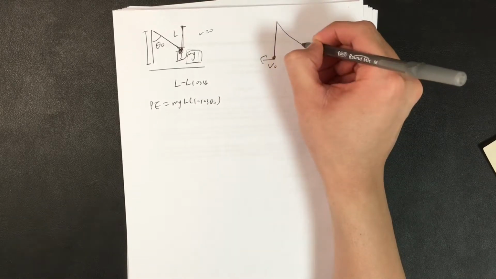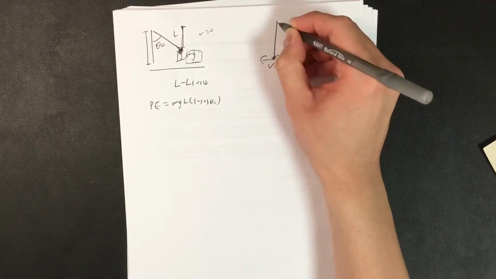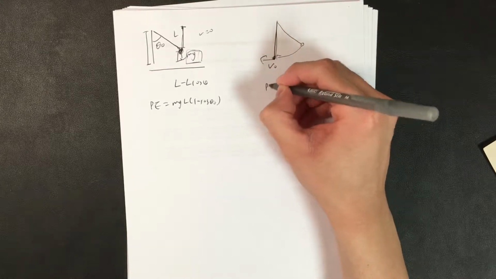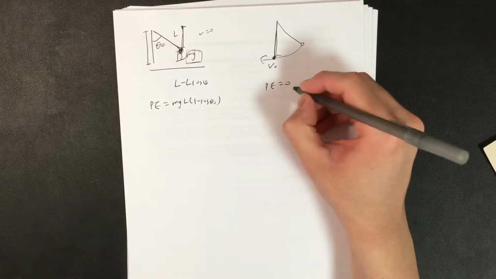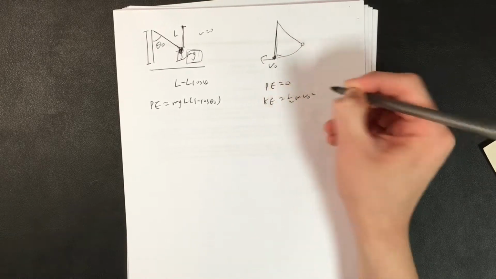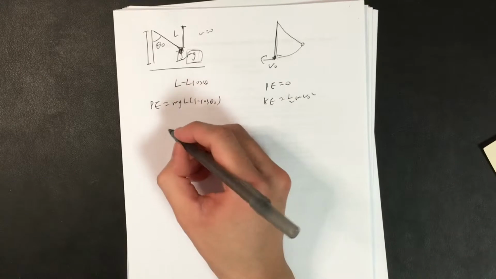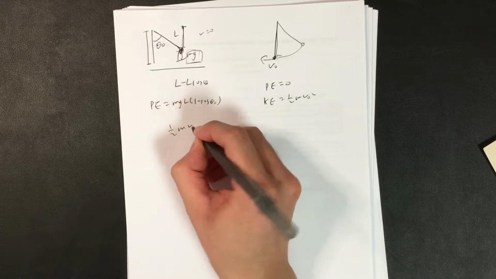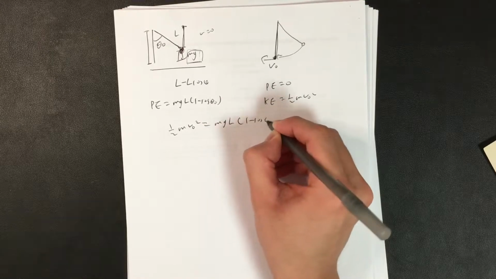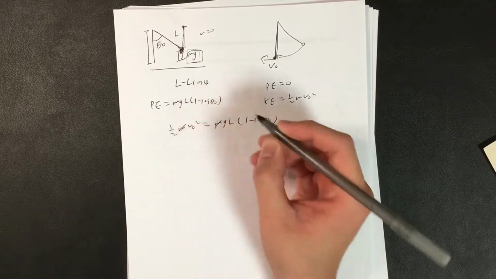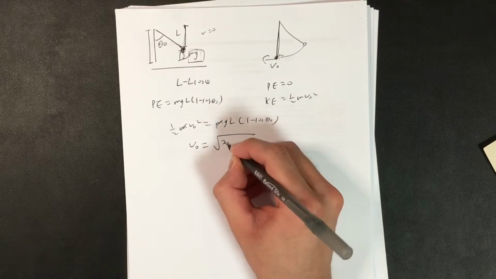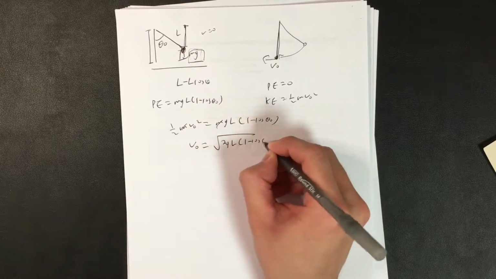But when this pendulum is released and reaches the angle theta equals 0, the gravitational potential energy is 0, but the kinetic energy equals 1/2 m v naught squared. And from conservation of energy, 1/2 m v naught squared should equal mgL times 1 minus cosine theta naught. Crossing out the m and solving for v, I get v naught equals the square root of 2gL times 1 minus cosine theta naught.